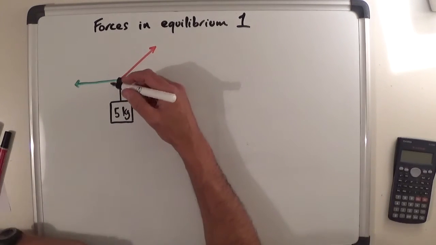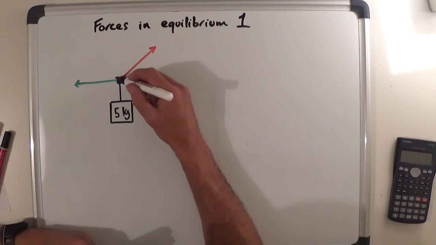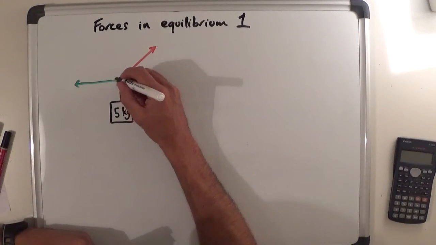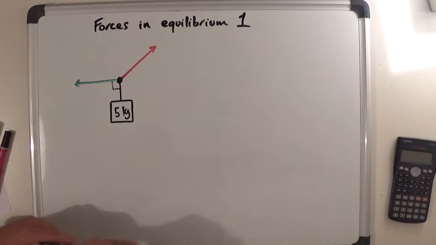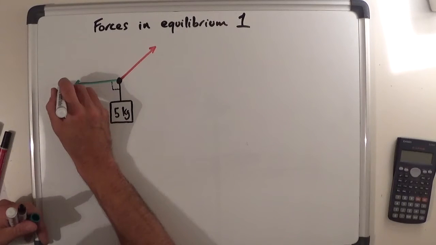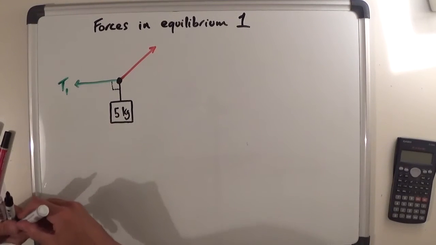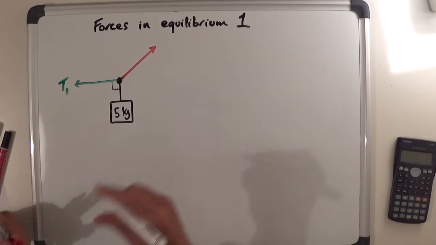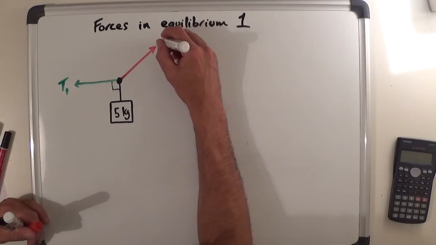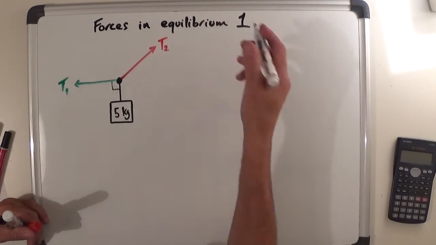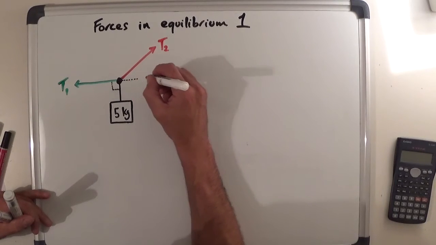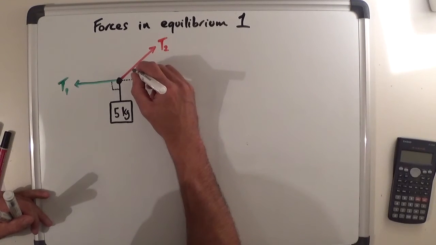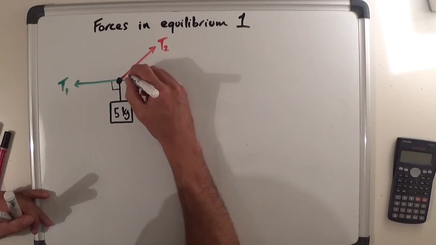We've got a 5 kilogram mass suspended from a string, and it's being held in place by two strings that are in tension. One of these strings is horizontal, the green string, and there's a tension in that string. Let's say it's T1. We don't know what it is at this stage. It's also held in place by a second string, T2, which is at an angle against the horizontal. In order to actually do the maths of this, we're going to have to give it some value. So let's just suppose this angle here is 40 degrees.